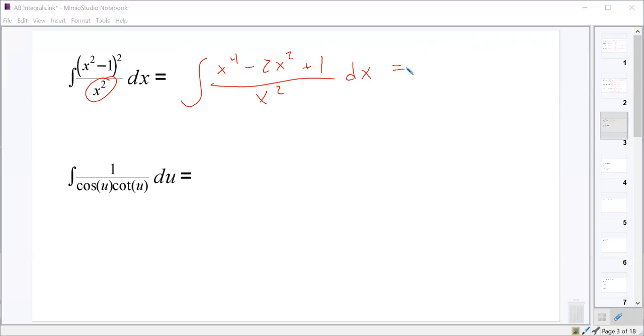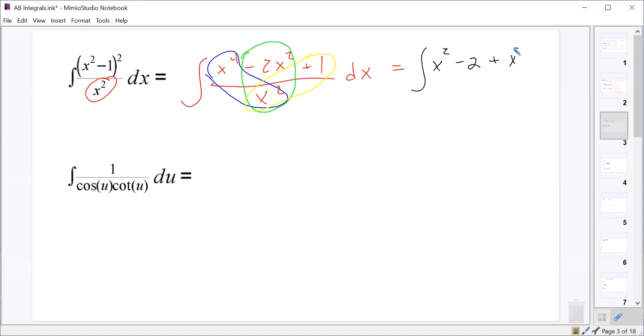If I have a fraction with a single denominator, I can just take each piece of it and divide each piece by that denominator and get a new function. So this should be an integral of x to the 4th over x squared, which is x squared, negative 2x squared over x squared is -2, and 1 over x squared is x to the -2, dx. And now it's in a nice simple form for us to be able to integrate using the power rule.